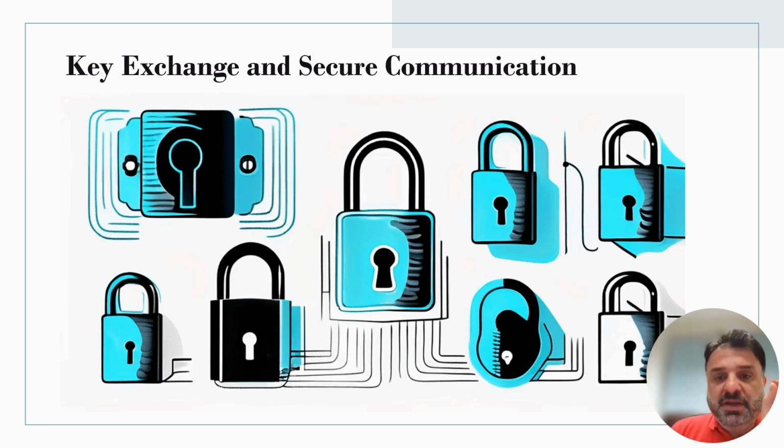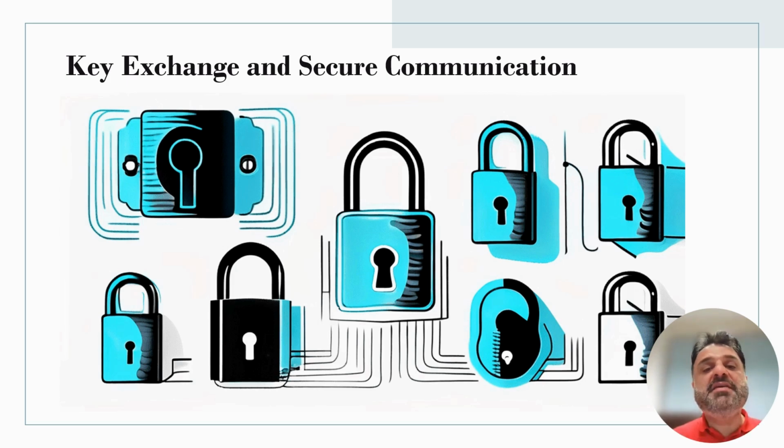The solution is using asymmetric cryptography for key exchange. Asymmetric cryptography, or public key cryptography, solves the key exchange problem by using two keys: a public key shared openly and a private key kept secret. How does it work? Alice and Bob each generate a pair of public and private keys. Alice sends her public key to Bob and Bob sends his public key to Alice. There is no problem here because both of them are public keys.